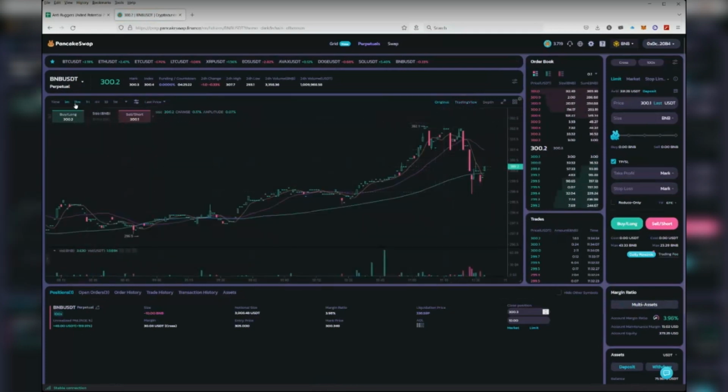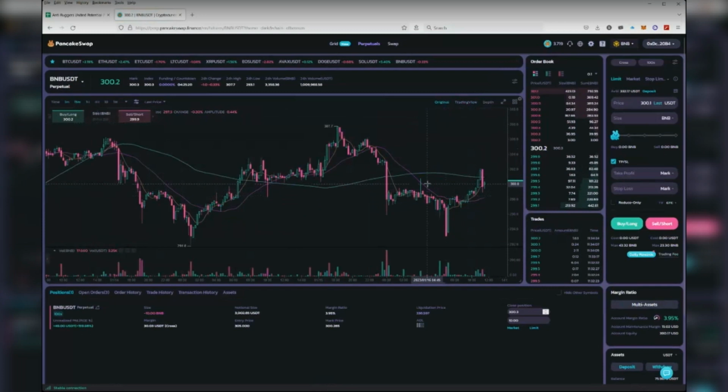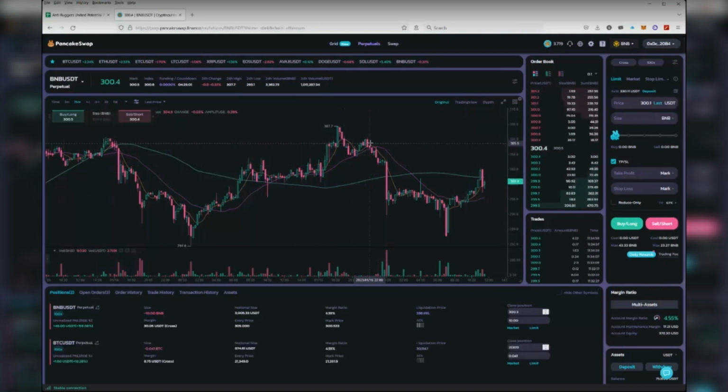So I shorted BNB. I shorted 10 BNB at a price of 305, which is right about here. 305 is where I shorted BNB. 305, right? 10 BNB. So 10 BNB is about $3,000.